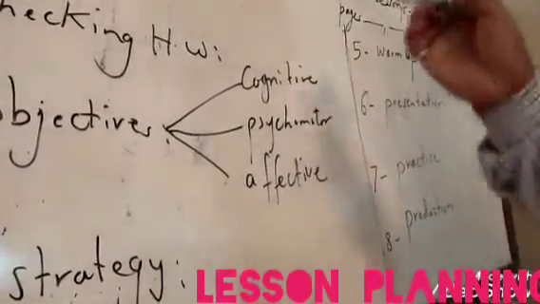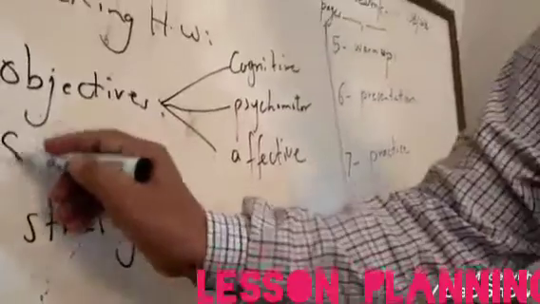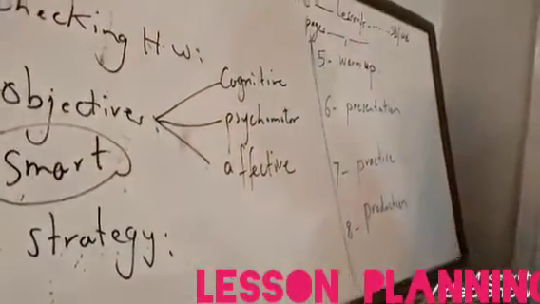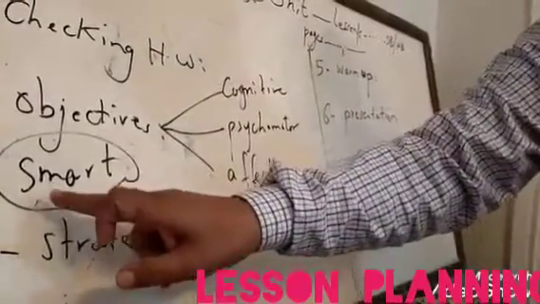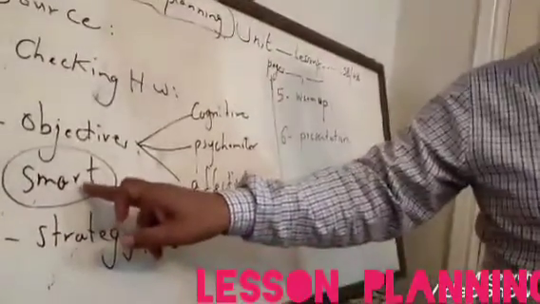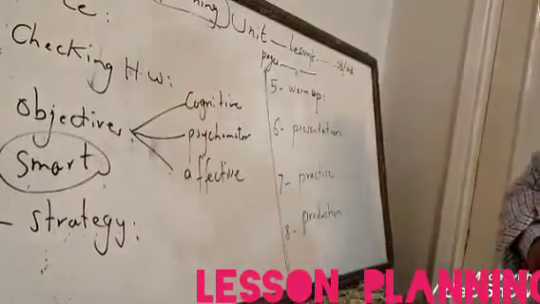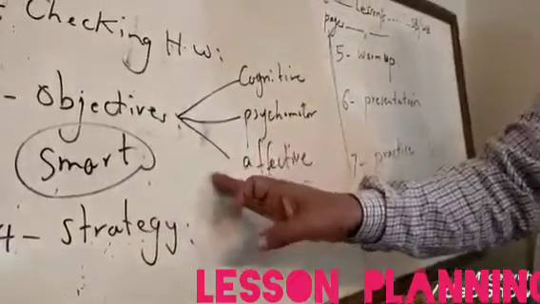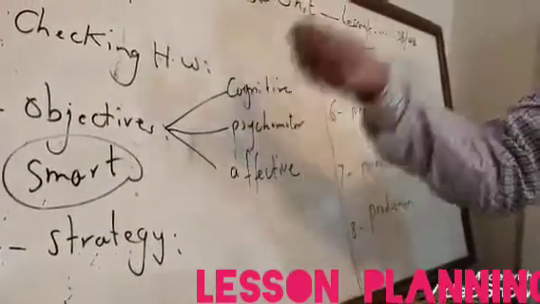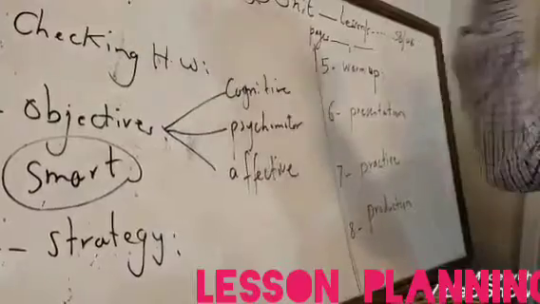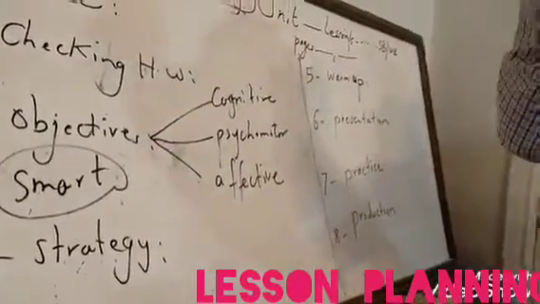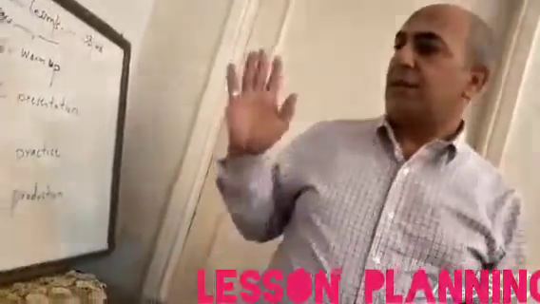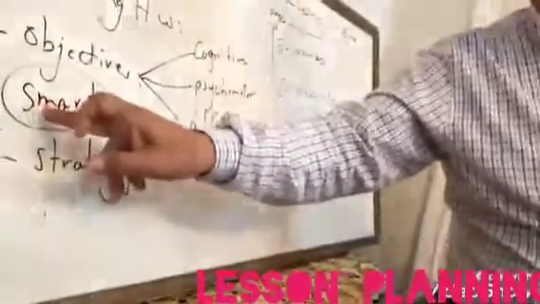And there are five conditions of an objective. In the word SMART, the objective must be specific, measurable, attainable, realistic, time-bound. For example, I say by the end of the lesson, a student will be able to name, describe, classify, combine, arrange, write, judge, rearrange, carry out, differentiate, and so on. So the verb should be measurable.